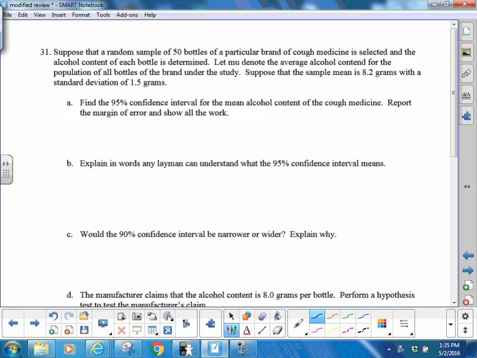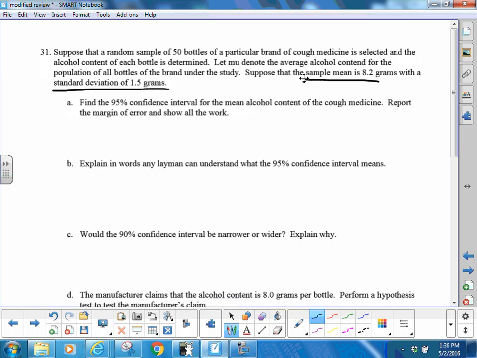Let's look at 31. Suppose a random sample of 50 bottles of cough medicine are selected and the alcohol content is determined. Let mu denote the average alcohol contained for the population of all bottles of the brand under the study. Suppose the sample mean is 8.2 grams with a standard deviation of 1.5 grams. Find the 95% confidence interval for the mean alcohol content of the cough medicine. Report the margin of error and show all work.